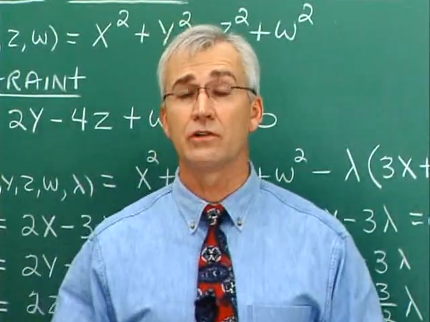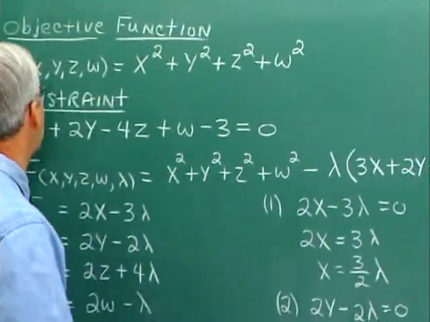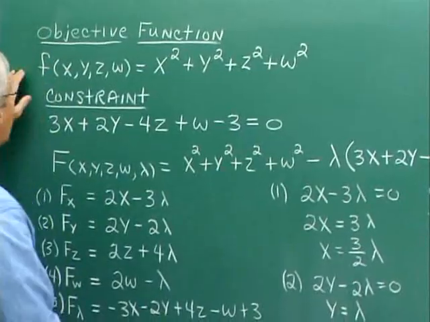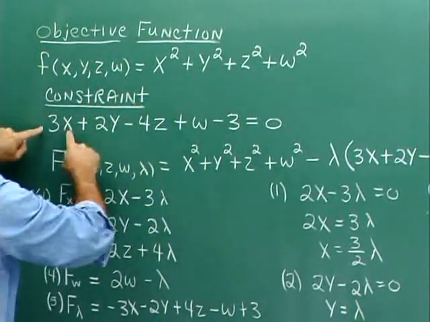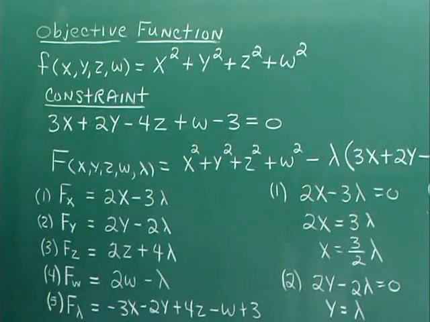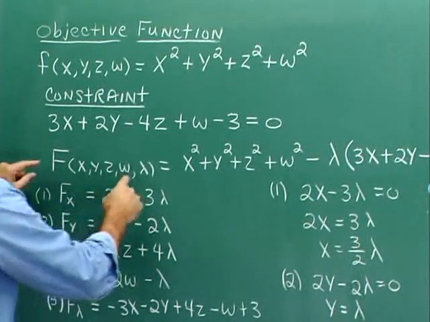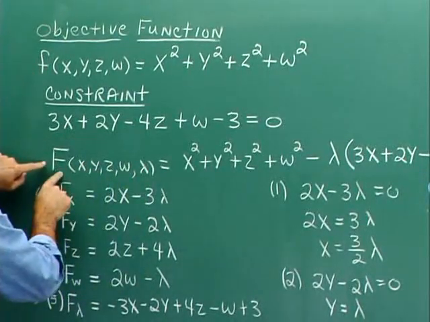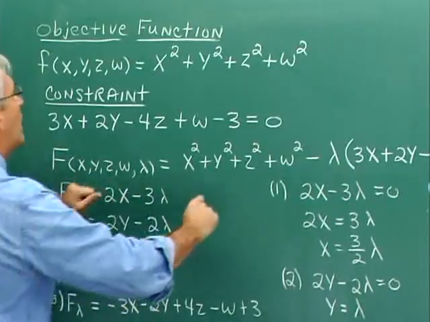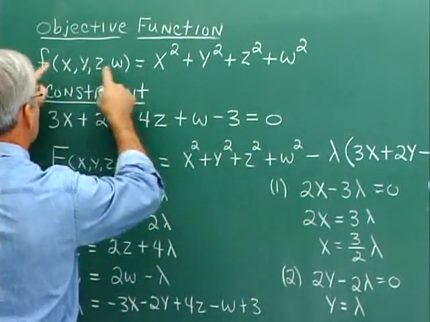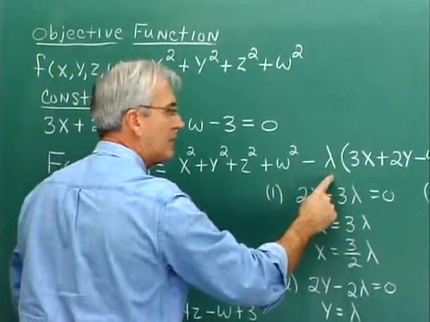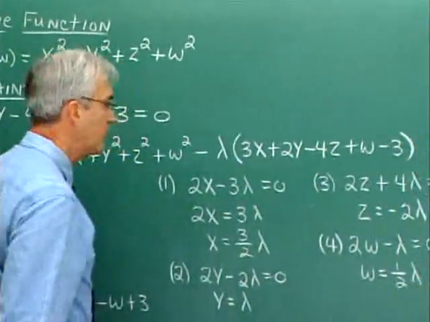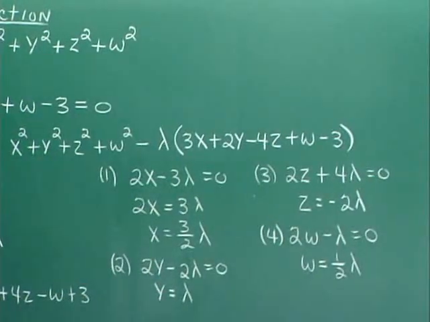Here's an objective function containing 4 variables, and we'd like to minimize this function if we can. So the objective function is here, and our constraint is this equation. And we go through the process as we have talked about before. That is, we define this uppercase F function as the f of all of this x, y, z, w function, then minus lambda times the constraint function. And away we go with the process.